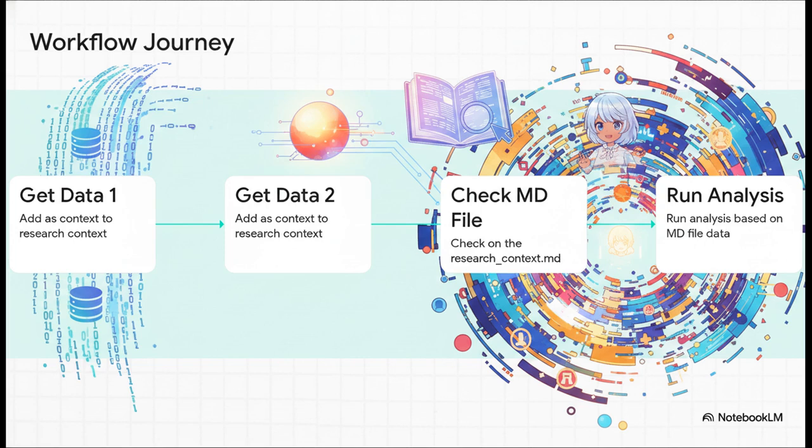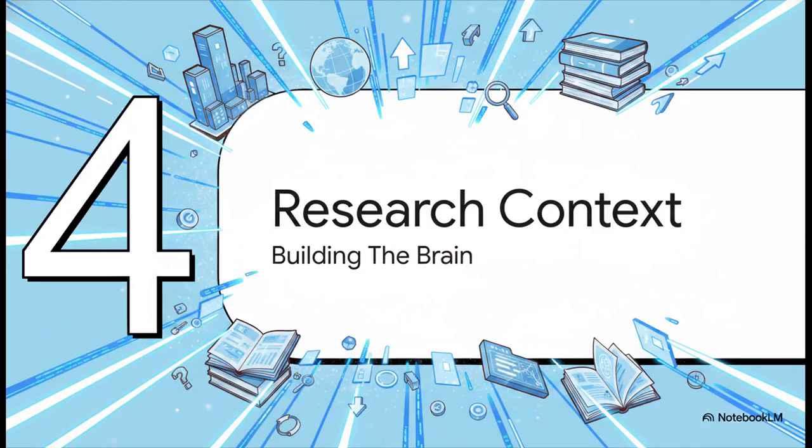Based on a snapshot we found in a Word document associated with the project, there's this incredible 4-step workflow. First, you get data 1 and add it to your research context. Second, you get data 2 and add that to the context. Third, you check a file called research_context.md. And finally, you run deep research analysis based on that aggregated data. This right here shifts the tool from being just a simple query generator into a full-blown meta-analysis engine. Section 4. Research Context. Building the brain.